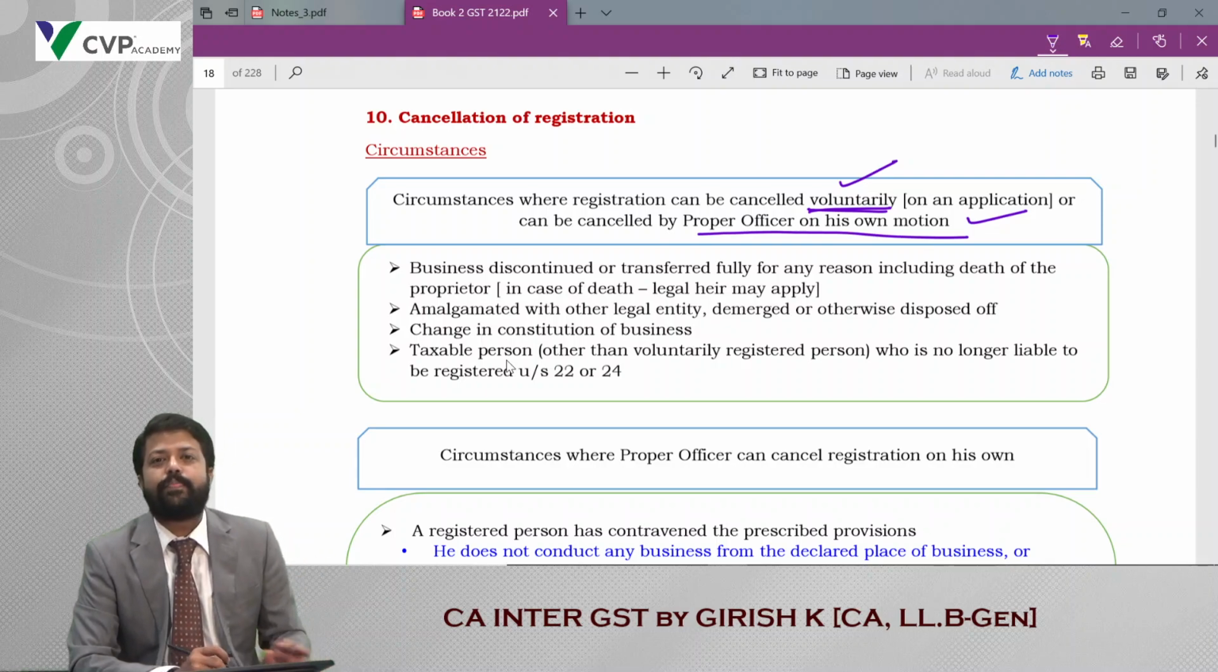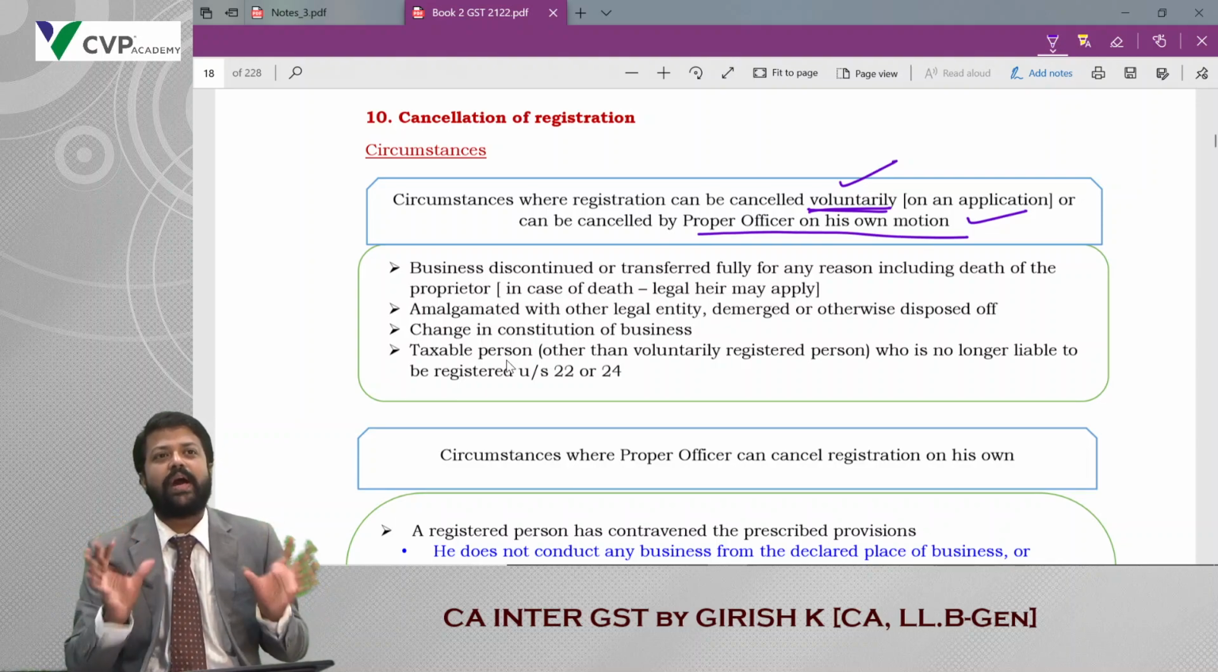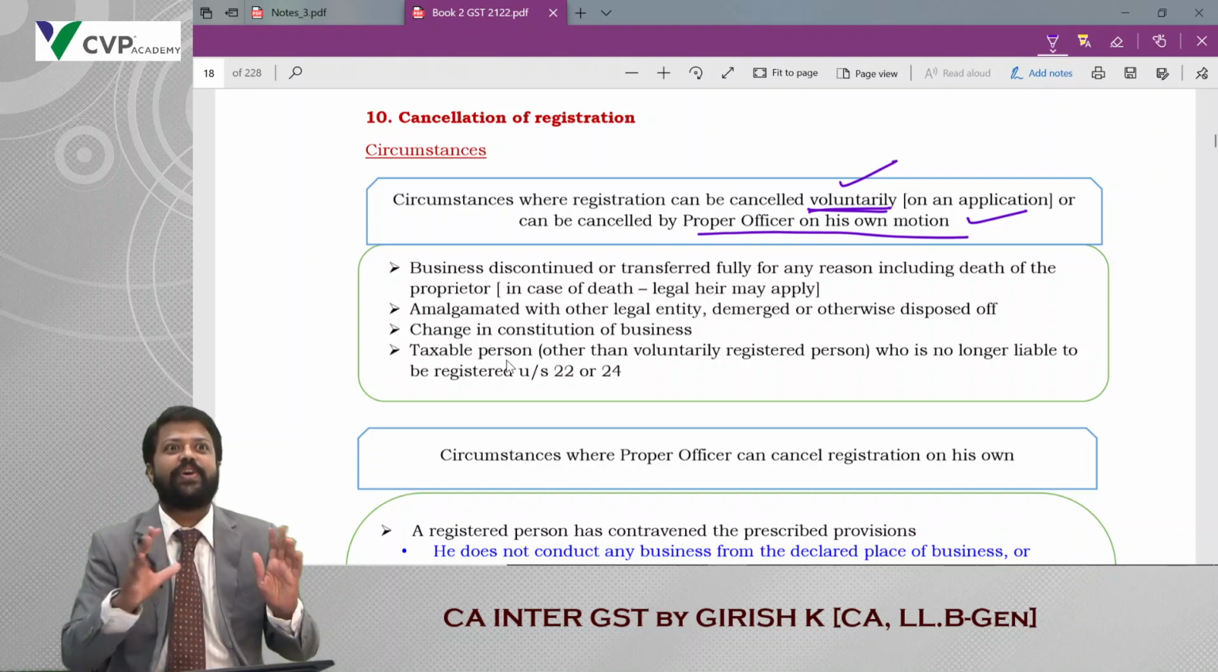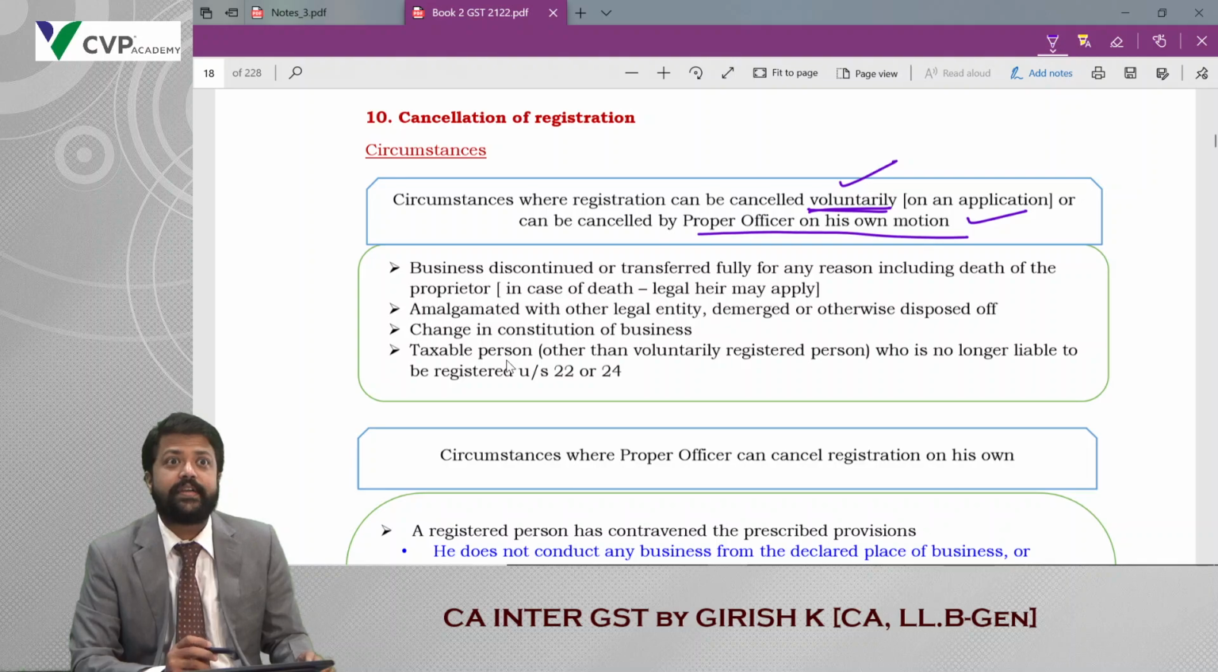For example, a proprietor changes into a partnership firm. Proprietorship is different, partnership is different, so both are different legal persons in the eyes of the law, and hence they are two different persons in the eyes of GST law as well. So like that they lose their identity and take on new identities.